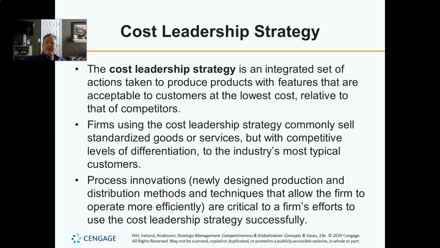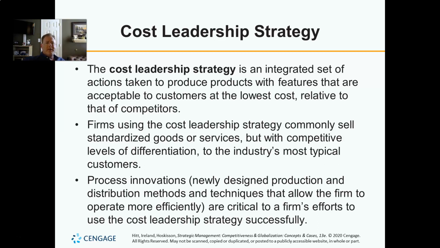We sell standardized goods and services when we have a cost leadership strategy. That's to say that they're really just kind of a commodity. There's very little differentiating it or making it distinctive. There may be nuances, but for the most part, they're pretty standardized products.